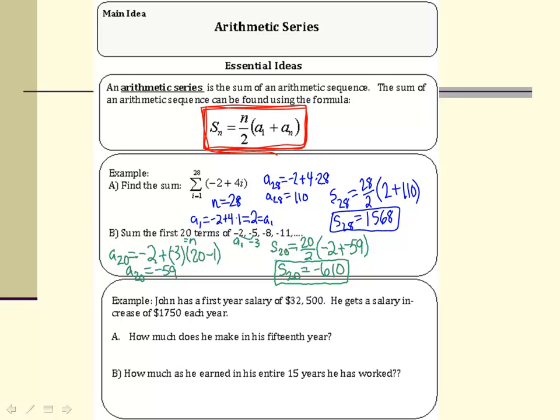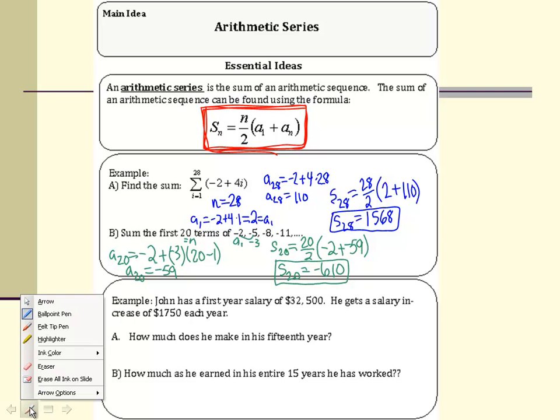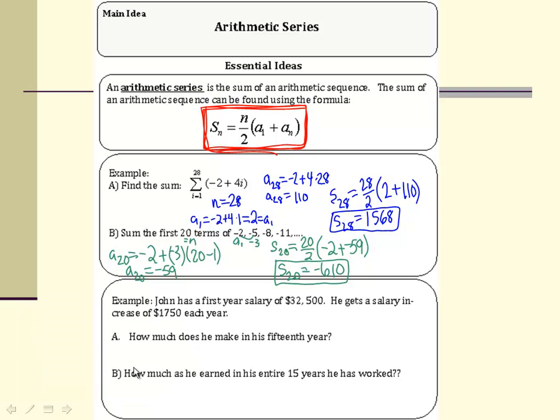Our last example here says John has a first year salary of $32,500. So that's the first year, so it's a sub 1. He gets a salary increase of $1,750 each year. So that's my constant difference. That's the d. A, how much does he make in his 15th year? So we're really trying to find a sub 15. It's just how much does he make that year. We're not doing a sum yet, just how much that year.